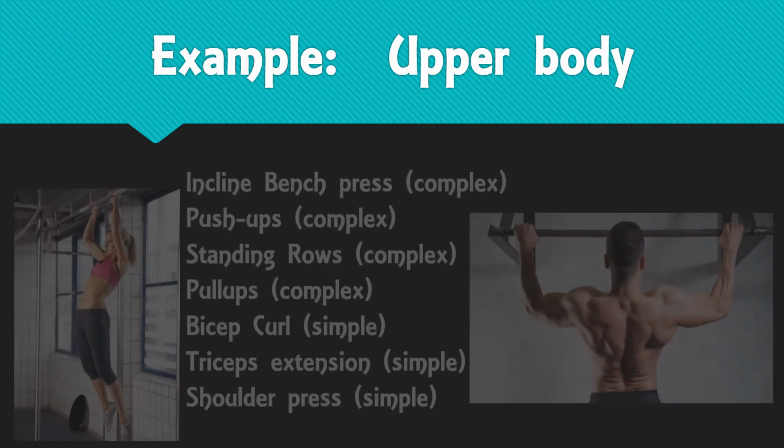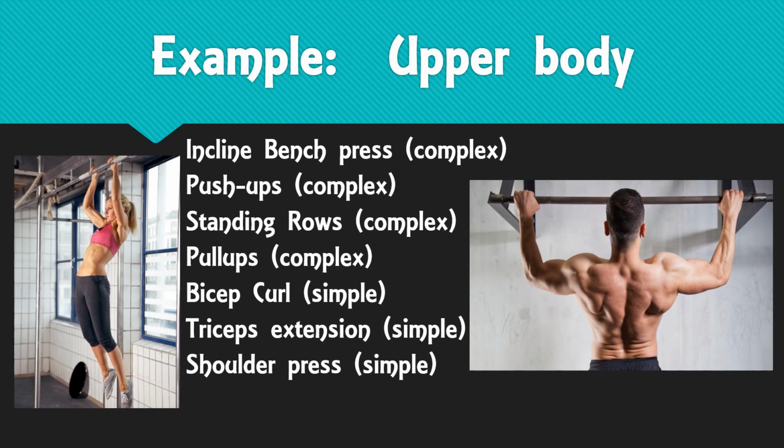An example, here's a couple of upper body exercises. You have an incline bench press and a push-up, which are both complex, meaning they work more than 1 group of muscles and they're multi-joint. A standing row and a pull-up is also complex. Your simple exercises would be a bicep curl, tricep extension, or a shoulder press. These are usually only 1 joint moving at a time.